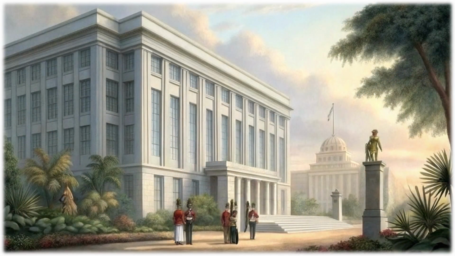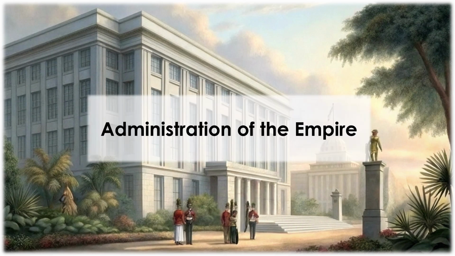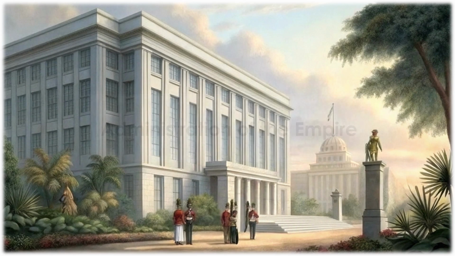Administering the vast empire was a great challenge. In London, there was the Colonial Office and the India Office. In the colonies themselves, governors represented the British monarch. The administration relied on British officials, but also on local elites who were often persuaded or forced to cooperate.